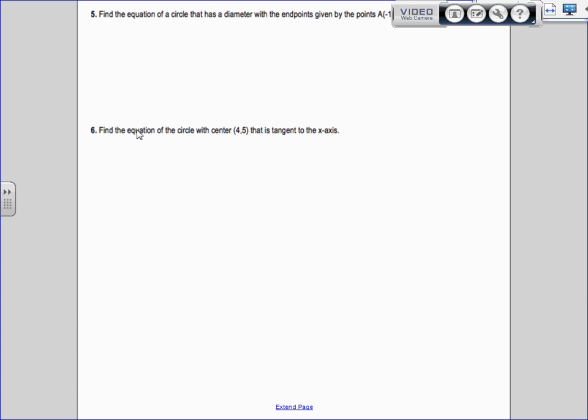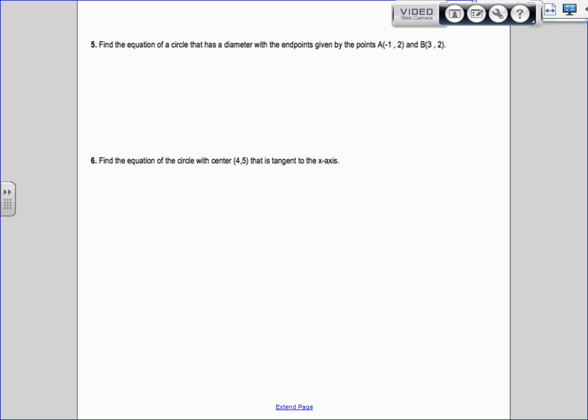All right, number 5 we're actually going to skip, because number 5 is just like what we've already done before. We're going to do number 6 so you can do your homework. So number 6, it says find the equation of the circle with center 4 comma 5 that's tangent to the x-axis. Whenever it says this, draw a graph. So if you have 4 comma 5, 1, 2, 3, 4, 1, 2, 3, 4, 5, it's right here. Tangent means it just barely touches the x-axis. Don't worry about the rest of your curve, but know that it's going to touch right down there.